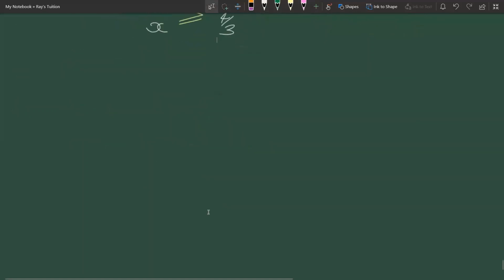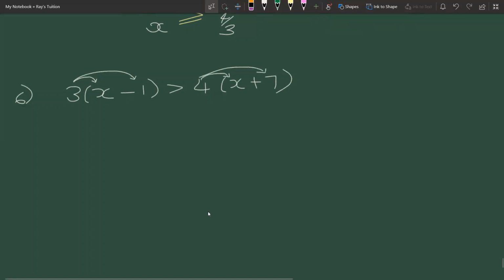For the last one, we have 3 times x minus 1 is greater than 4x plus 7. So this one here, first we're going to have to distribute. So let's distribute that 3 to each of the elements inside the bracket. So this here, 3 times x is 3x, 3 times negative 1 is negative 3, 4 times x is 4x, 4 times 7 is 28.